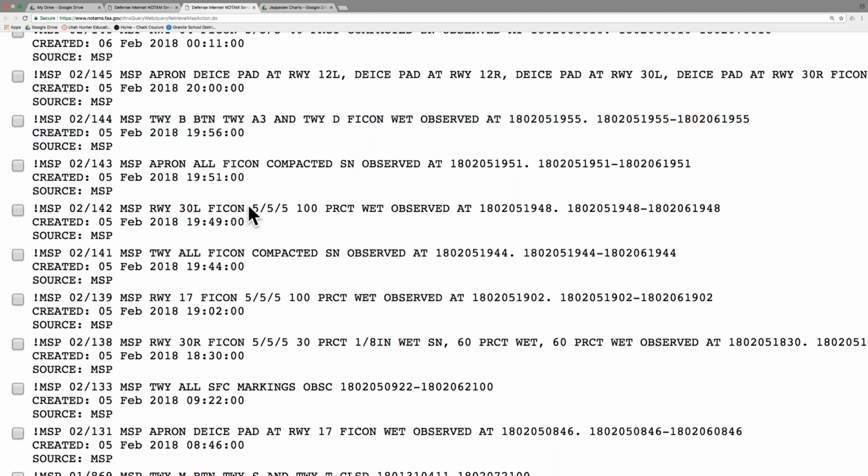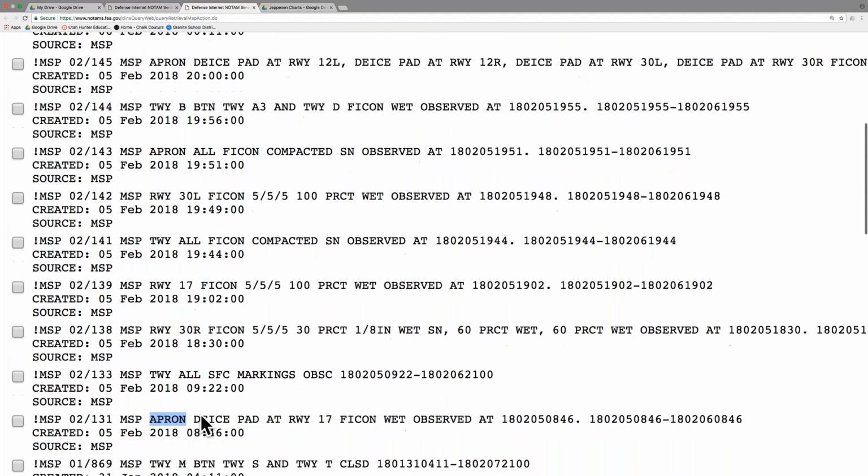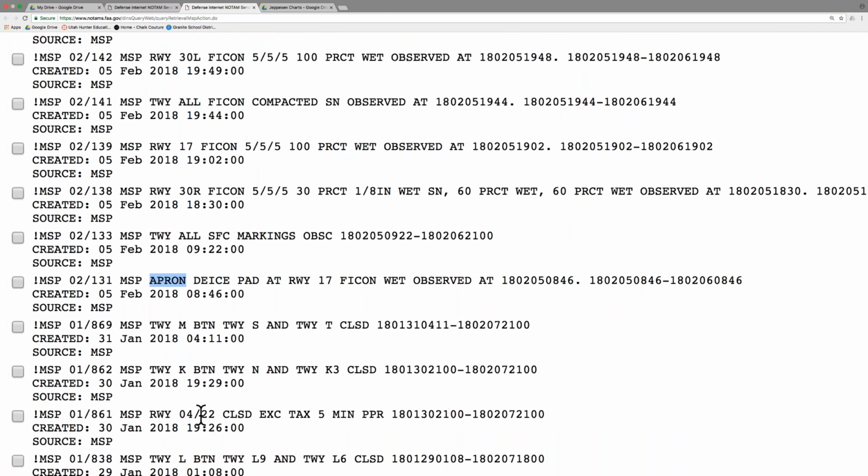Okay, so I hope I'm right, but I don't know. I caught one at the very bottom. It says Minneapolis apron the ice pad at runway 17, FICON wet observed at Burlington. Okay. So does that affect us as a dispatcher? Yes. Also, from what I'm understanding, it's basically just meaning it's wet because it's the ice pad, obviously, so it's not really our concern.